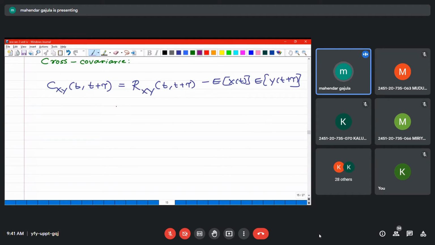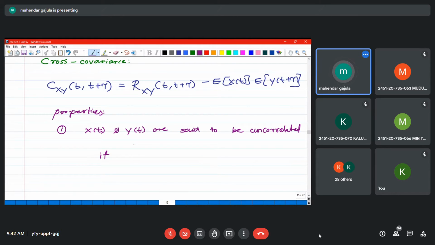Now coming to properties, there are only two properties. The first property: xt and yt are said to be uncorrelated if covariance is 0, that is, Cxy of tau or Cxy of t comma t plus tau is equal to 0.